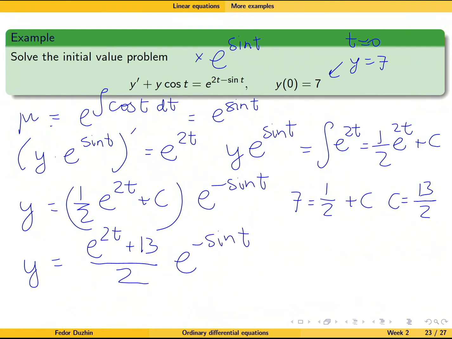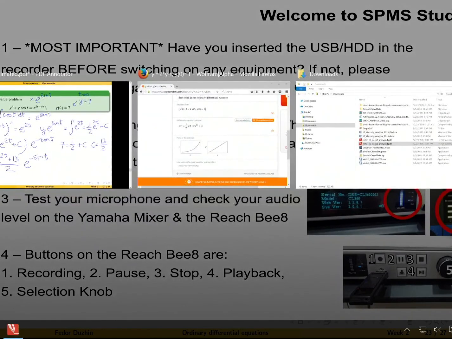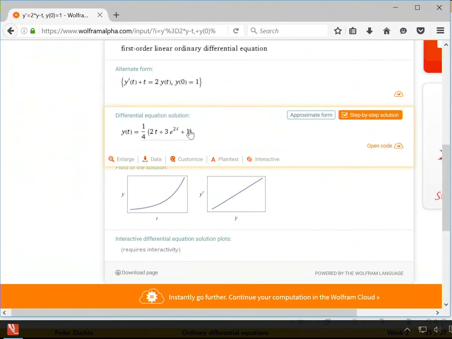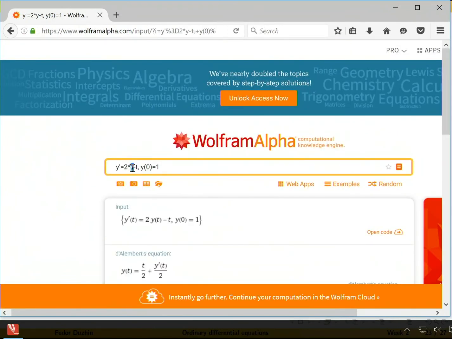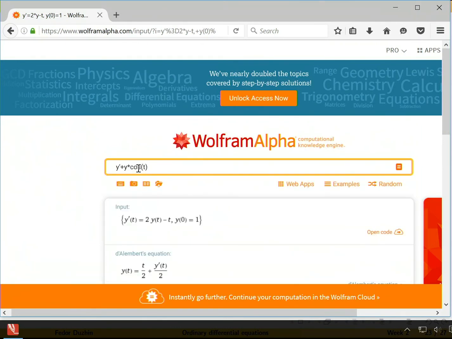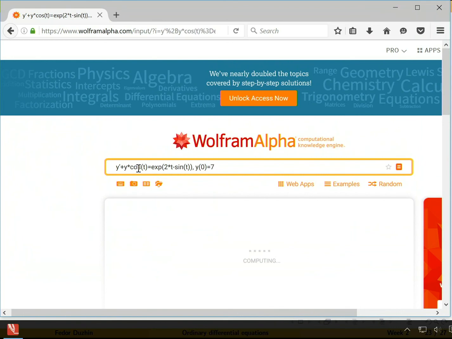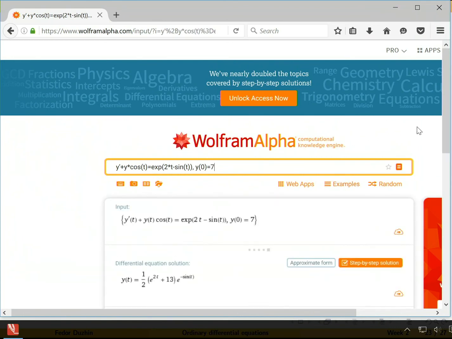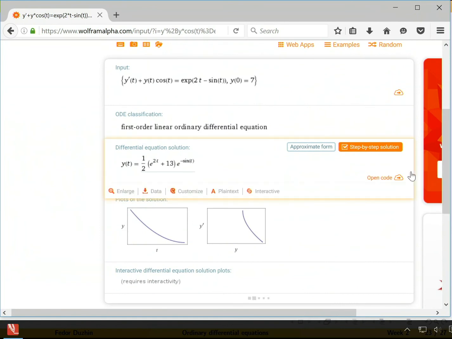So that's the final answer, and let us quickly verify it. This is the lazy method of verification by doing it in Wolfram Alpha. So y prime plus y times cos t equals exponential function of 2 times t minus sine t, and the initial condition is y of 0 equals 7. And that's exactly the same thing as we got.